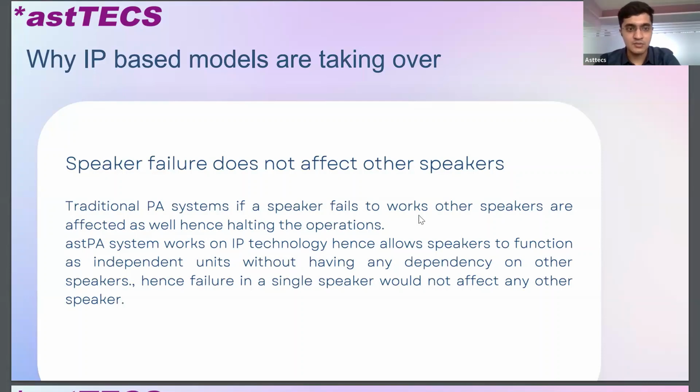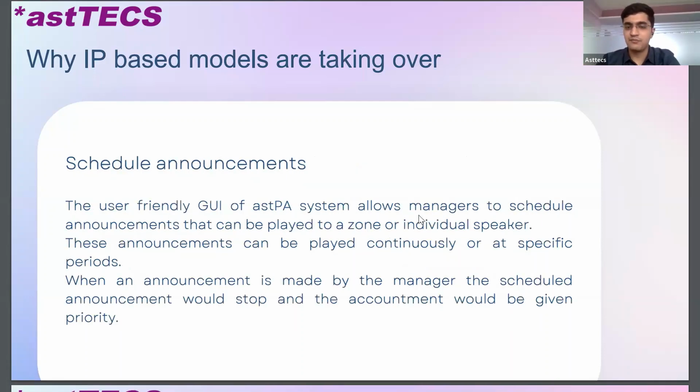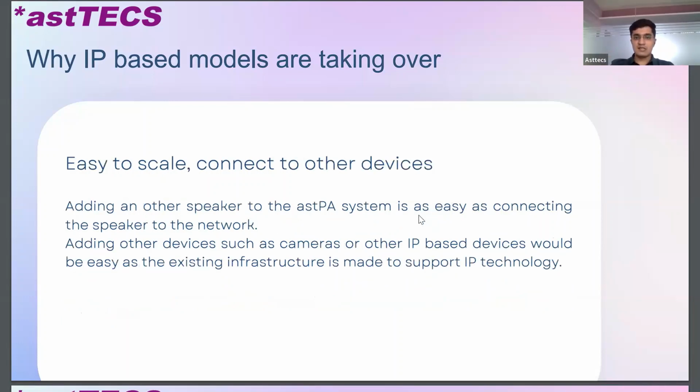Then coming to the next one, scheduling announcements, with an extremely friendly GUI. As we saw, it takes you less than 10 seconds to actually schedule announcements on the system. Your announcements could be played to a zone or to individual speakers. You can control the periodicity of the announcement, so it gives the manager very high control over what actually happens in the system. Easy to scale, easy to connect, similar to what was mentioned in the whole example for, say, a branch.